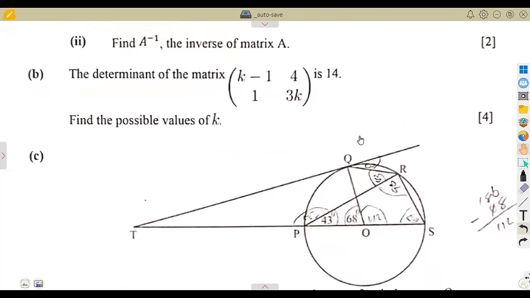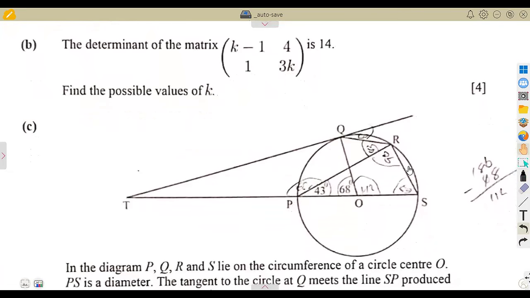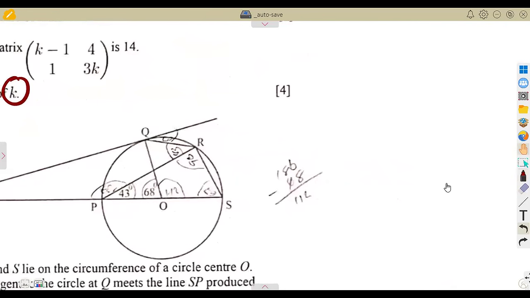All right. Then the determinant of this matrix is 14. Find the possible values of K. If the determinant is 14, how do you determine the determinant? How are you determining the determinant?